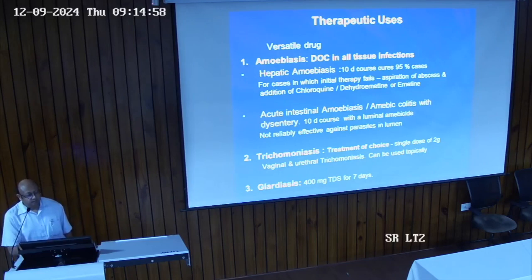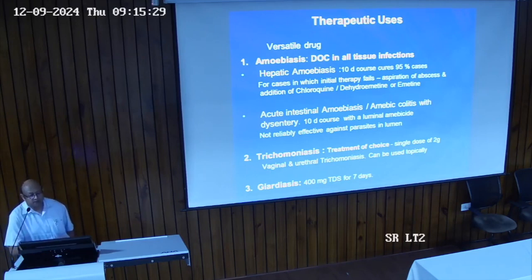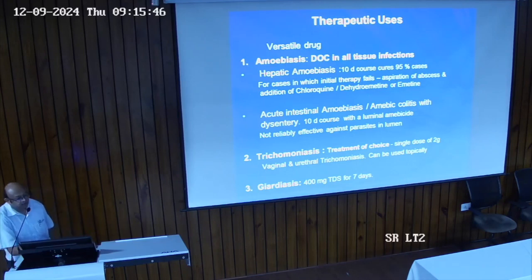So you have amoebiasis, one disease where the drug of choice in all the tissue infections is metronidazole. This is all the drug therapy of metronidazole. One is amoebiasis, where metronidazole acts as a drug of choice for hepatic amoebiasis and acute intestinal amoebiasis. Then there is trichomoniasis. Again, the treatment of choice is metronidazole. Then giardiasis. Basically, if the organism is Amoeba, the disease is amoebiasis, and Trichomonas is the organism, so the disease is trichomoniasis. And Giardia is the organism, so the disease is giardiasis. Treatment remains the same, that is metronidazole.